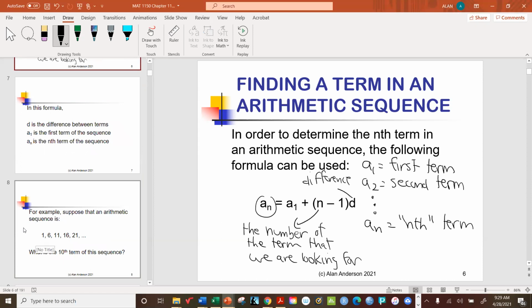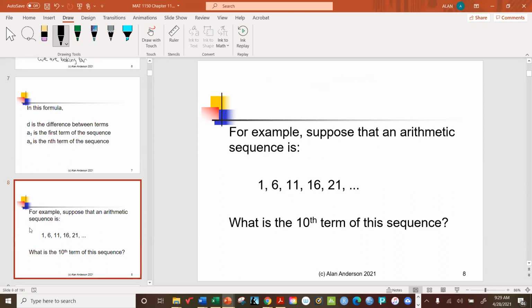Now here's a quick example. There's an arithmetic sequence. Now again, how do you know that it's arithmetic? Clearly, the common difference here between them is 5. And also we can note here that this is the first term. This is our A1, this is A2, A3, A4, A5, etc. We're looking for the 10th term of this sequence. Okay, now the question is, what should we do?